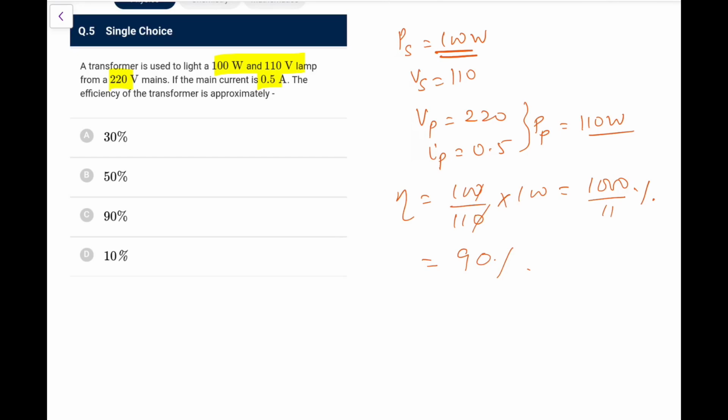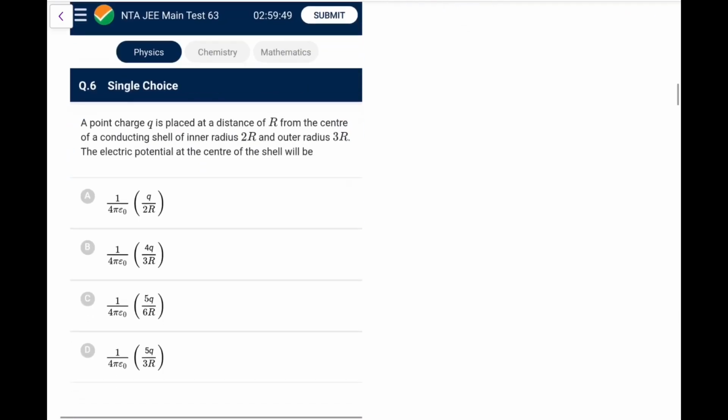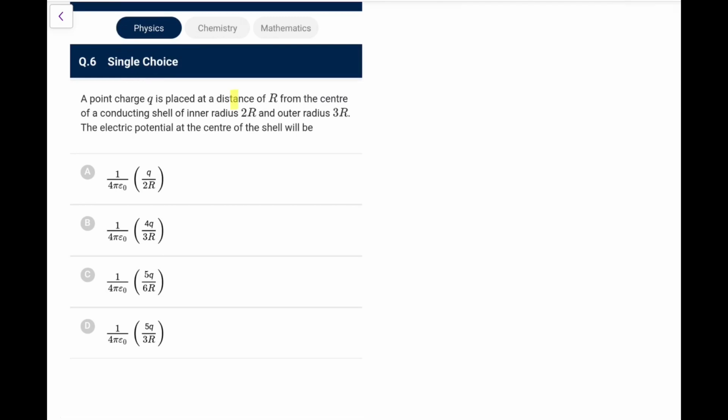Now next one. A point charge q is placed at a distance of r from the center of a conducting shell of inner radius 2r and outer radius 3r. The electric potential at the center of the shell is, okay, so we have this is 2r, this is 3r, this is a conducting shell, so I am assuming no charge is given to it, and this q is placed like this at a distance r. So what is the potential at the center of the shell going to be? You have to find the potential at the center of the shell.